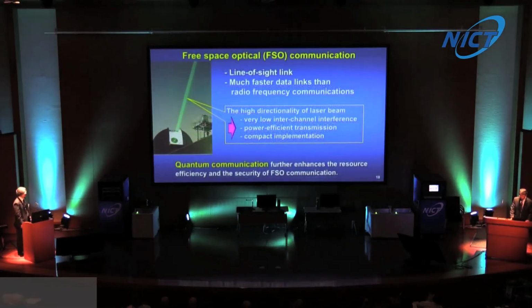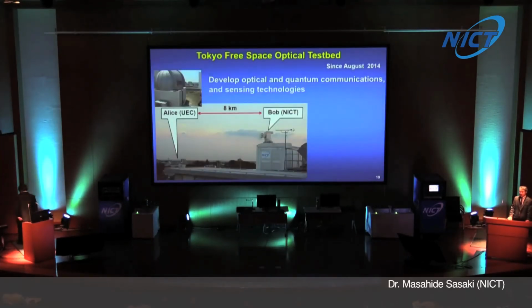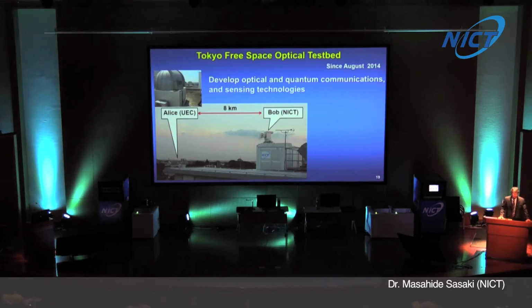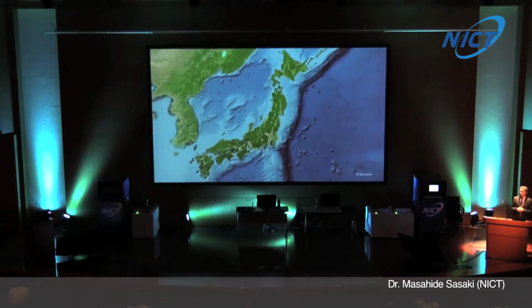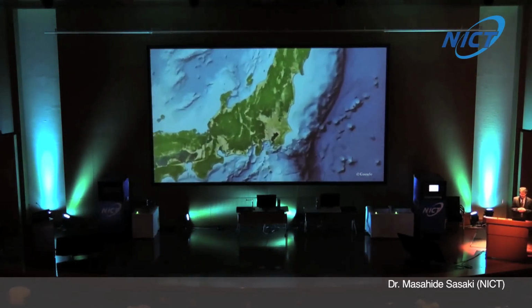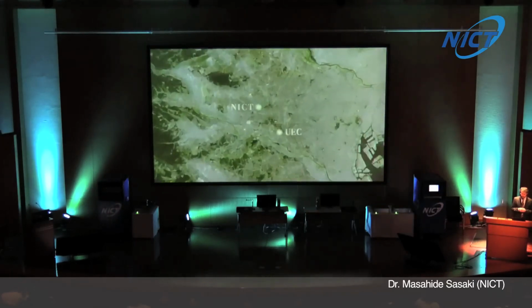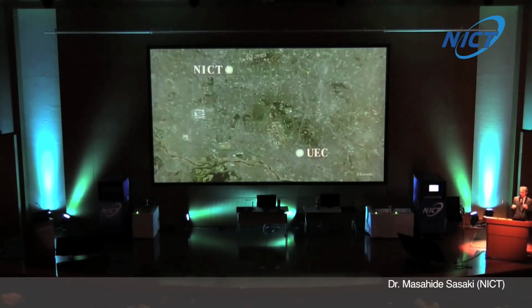Thank you very much, Mario. Now the last topic is the Tokyo Free Space Optical Testbed. It was constructed last August to develop optical and quantum communications and sensing technologies. So let us see how it looks. It is a terrestrial link between NICT and the University of Electro-Communications, and the distance is about 8 kilometers.